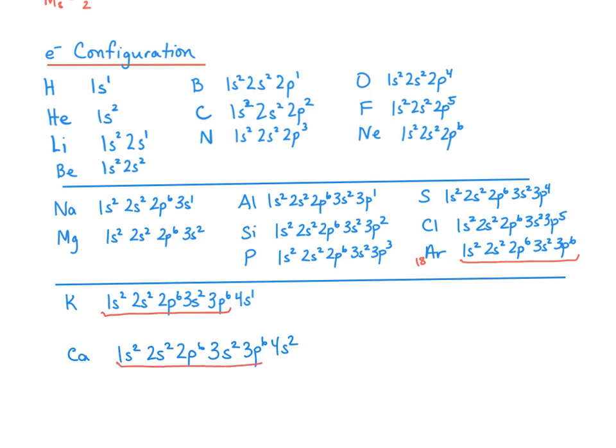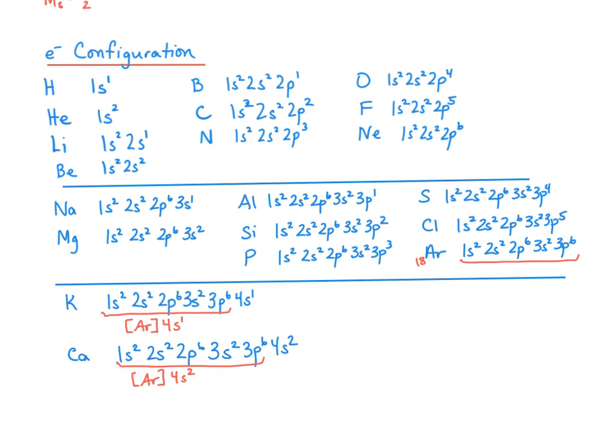Calcium, same idea. So the shorthand electron configuration actually involves putting the previous noble gas in square brackets, which allows us to then represent those 18 electrons abbreviated, and then we just add on the remaining electrons. So for potassium, argon and the 4s1 electron. For calcium, argon, and then 4s2.